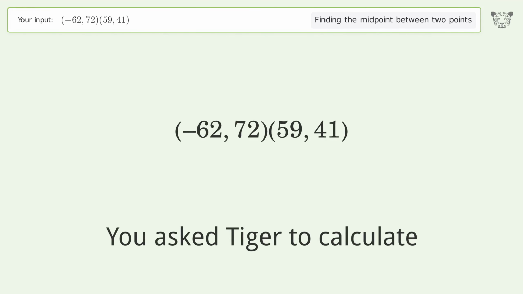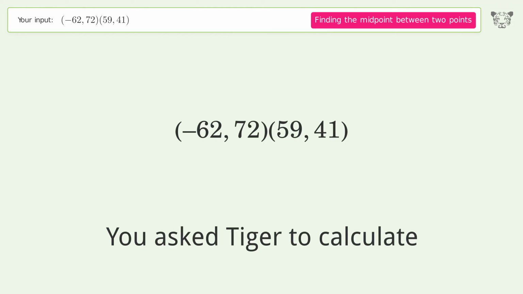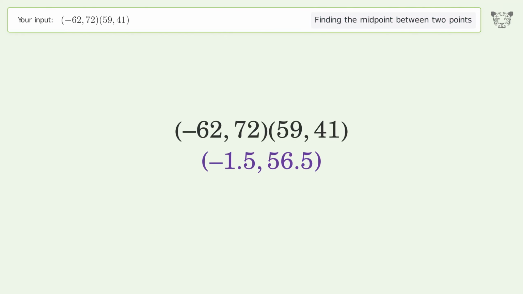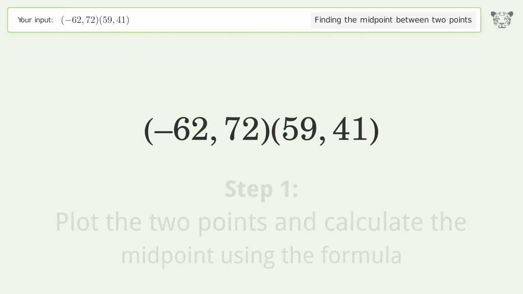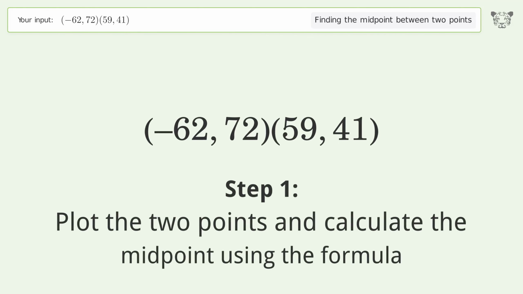You ask Tiger to calculate. This deals with finding the midpoint between 2 points. The midpoint between the 2 points is negative 1.5, 56.5. Let's solve it step by step. Plot the 2 points and calculate the midpoint using the formula.